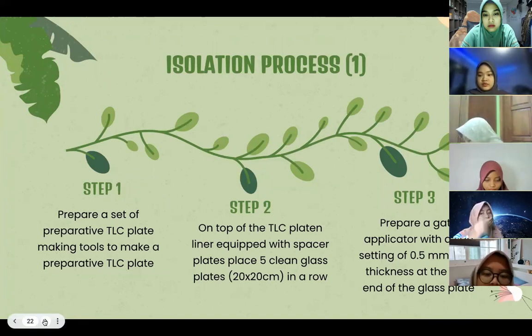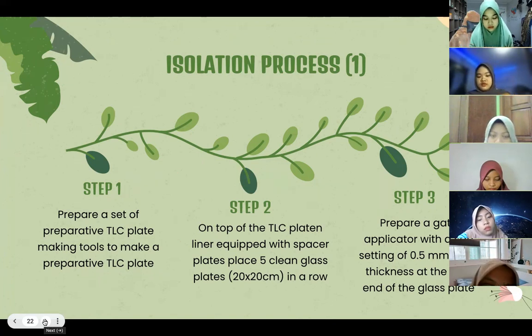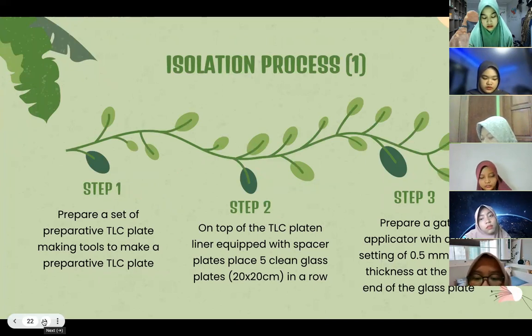Okay, there are several steps for the isolation process. Step 1 is to prepare a set of preparative TLC plate making tools. Step 2, on the top of the TLC plate liner equipped with spacer plates, place 5 clean glass plates in a row. Step 3, prepare a jet applicator with a size setting of 0.5 millimeter silica thickness at the very end of the glass plate.